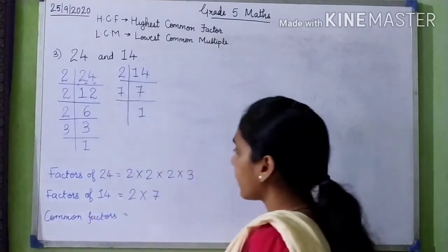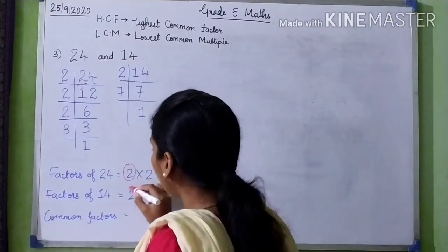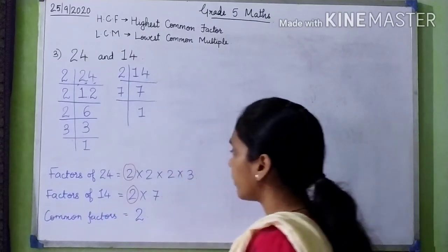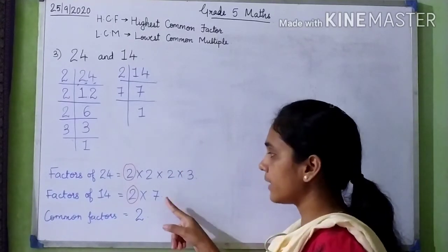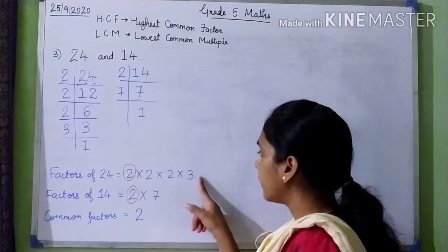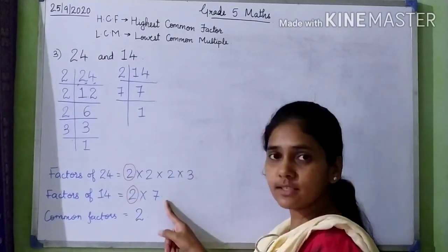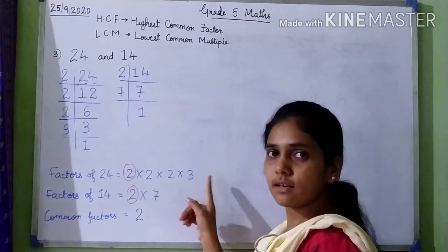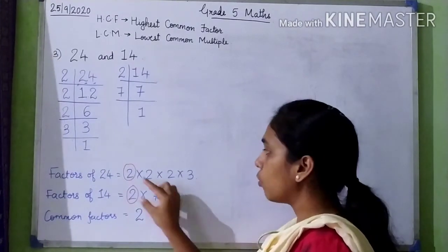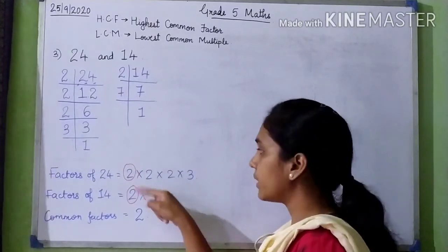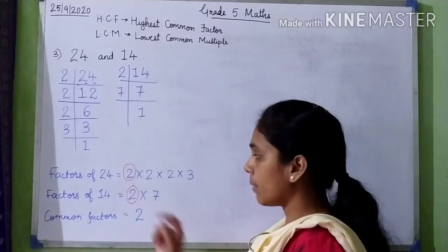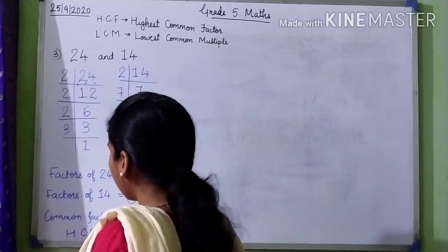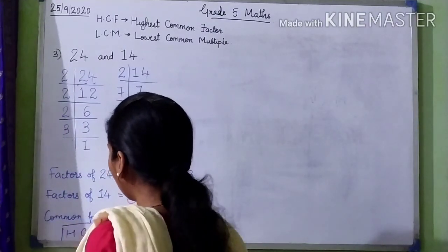Now we find the common factors. Which are the common factors? I can see only 1, 2 which is common. Here there are 2 more 2's, but are they in 14? No. It has a 3 also, but does 14 have 3? No. This has a 7, but does 24 have a 7? No. So only 1, 2 is common between these two numbers. So that is the HCF. So HCF is equal to 2.